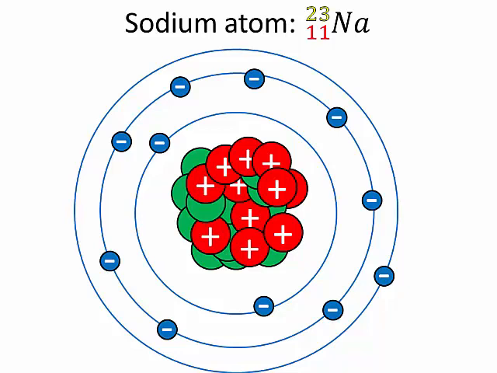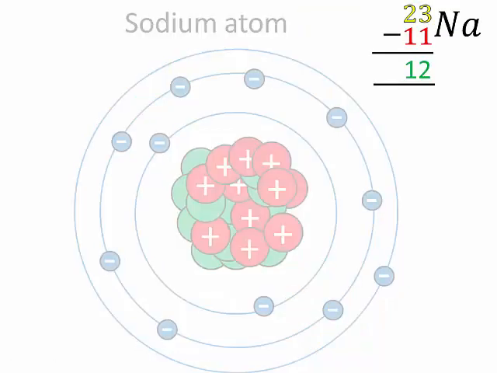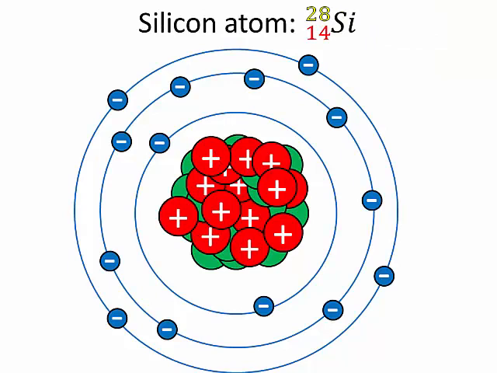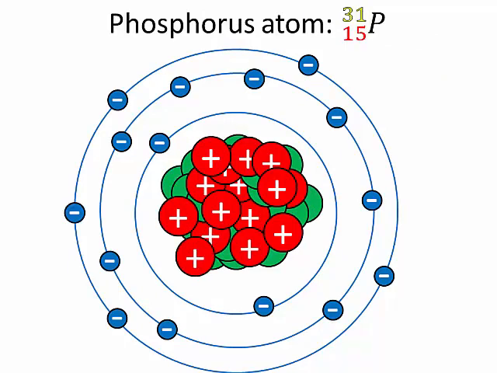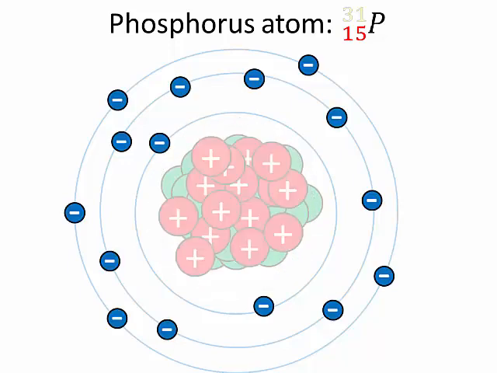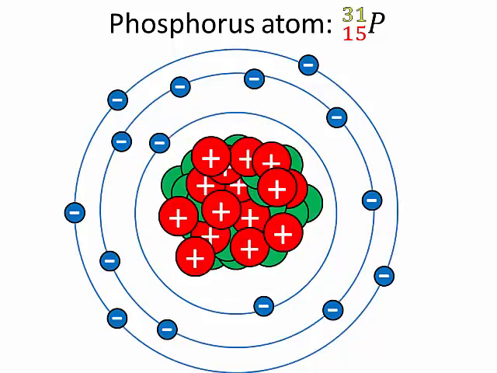Here's a sodium atom, 11 protons, 23 nucleons, so that means 12 neutrons. Magnesium, Mg, aluminium, Al, silicon, Si, phosphorus, P. The atomic number of all phosphorus atoms is 15. There are always 15 protons in the nucleus of a phosphorus atom. Always 15 electrons in a neutral phosphorus atom. But if it's a charged ion, then there won't be 15 electrons.